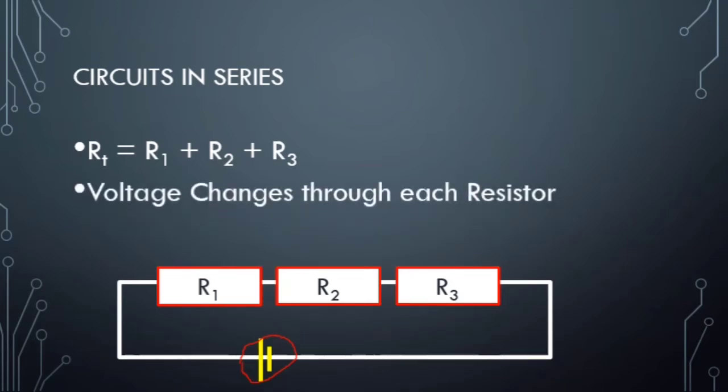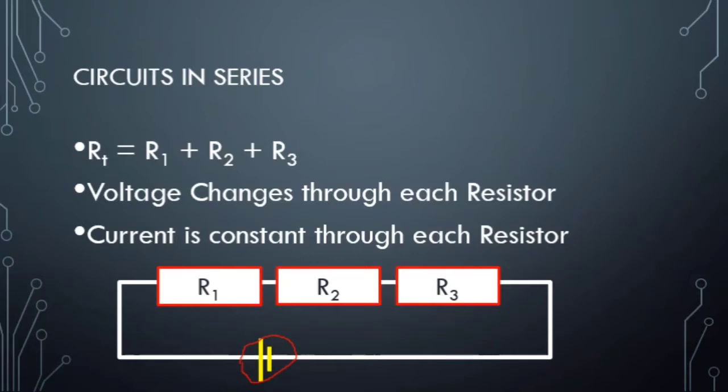The voltage changes through each resistor. So once you find the current using total resistance, you use the fact that voltage is equal to current times resistance to get the voltage in each one. Current is constant through each resistor, so you don't have to worry about finding different currents. When circuits are in series, the voltage is what changes through each resistor. The current is going to remain constant.